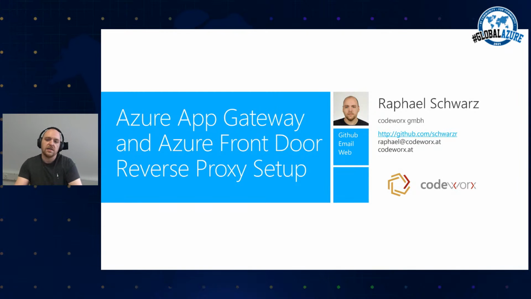My name is Raphael Schwarz. I'm a software architect and consultant and CEO of codeworx GmbH located in Wels, Upper Austria. And I help and support a lot of customers in the DACH region, providing an architecture or designing cloud-based solutions for their company.